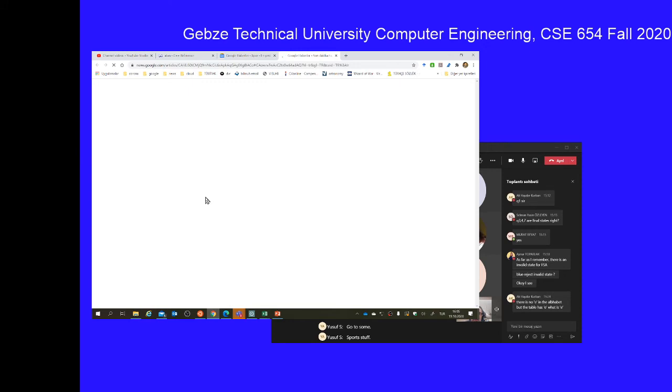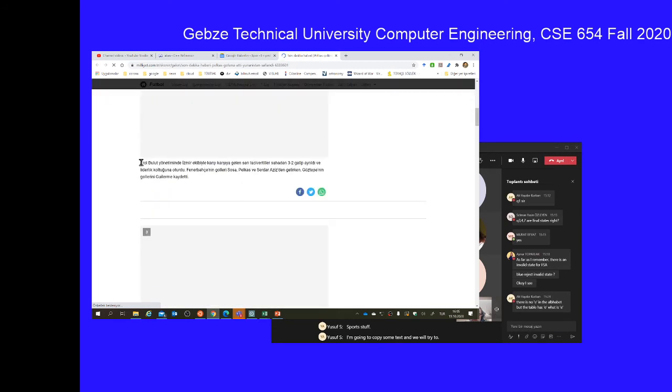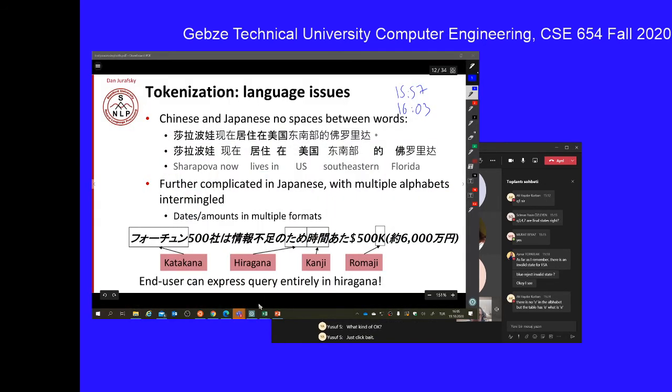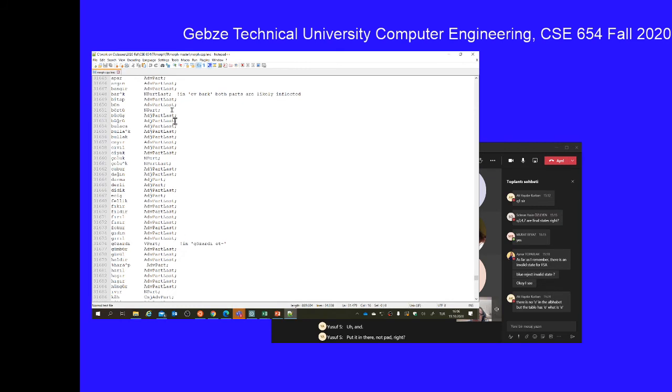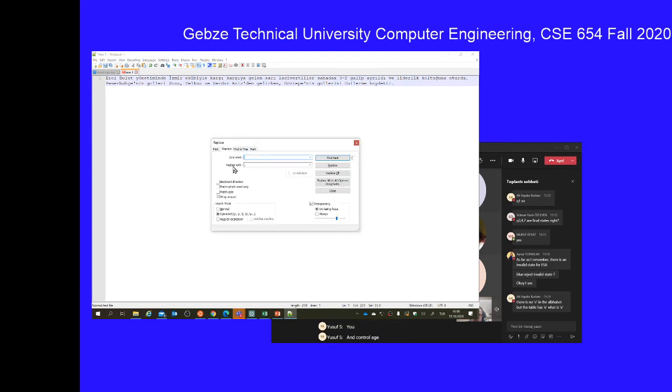I'm going to copy some text, just clickbait, and put it in a notepad, right? File new, and Control H, replace all the spaces with nothing. Okay.